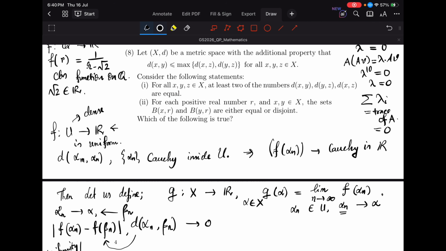So let (X, d) be a metric space with the additional property that d of x comma y is less than or equal to the maximum of d of x comma z and d of y comma z, for all x, y, z belonging to X. Consider the following statements: for all x, y, z inside X, at least two of the numbers are equal. Okay.